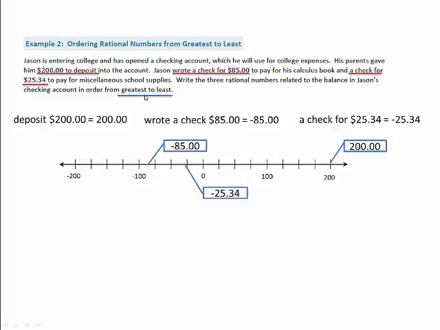And I want to go from greatest to least. So that means I'm going to go from right to left. Starting on the right, positive 200 is my largest number, then negative 25.34 hundredths, and then negative 85.